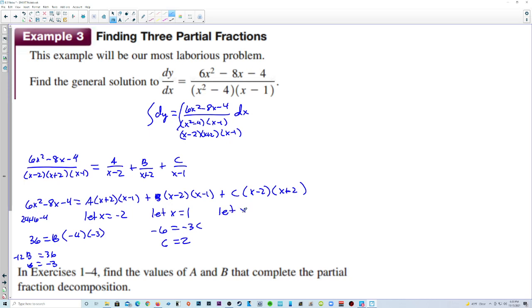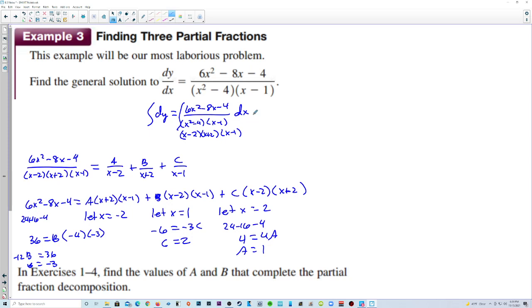Now let's let x equal, let's see, we had negative 2, we had 1. How about 2? We need 2 here to make this third factor 0. So if we let x equal 2, this will be 0, this will be 0, and I think that one will not be 0. 6 times 4 is 24. 24 minus 16 minus 4. That's 8 minus 4, which is 4. 4 is equal to, here we have 4 times 1, 4a. So a is equal to 1.